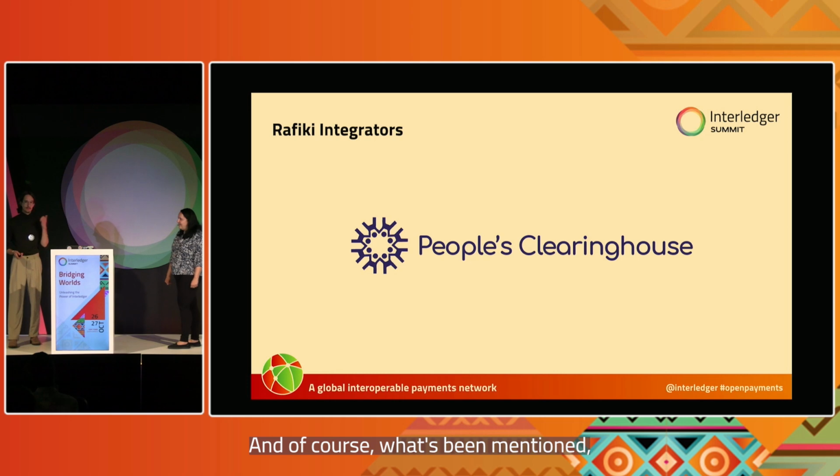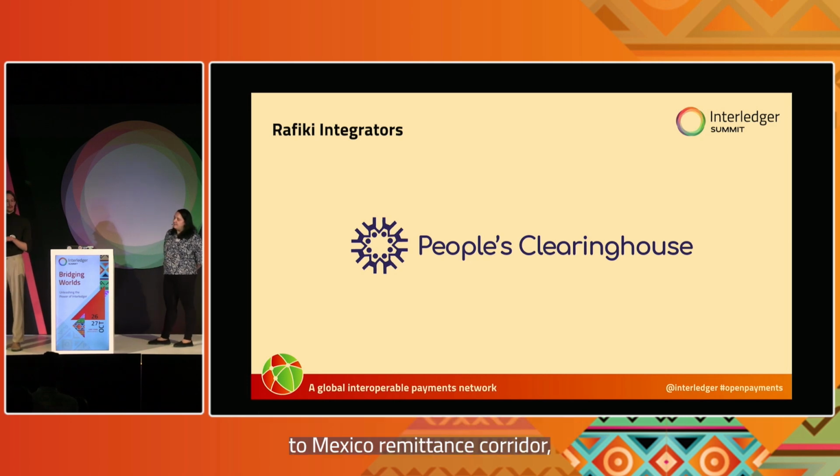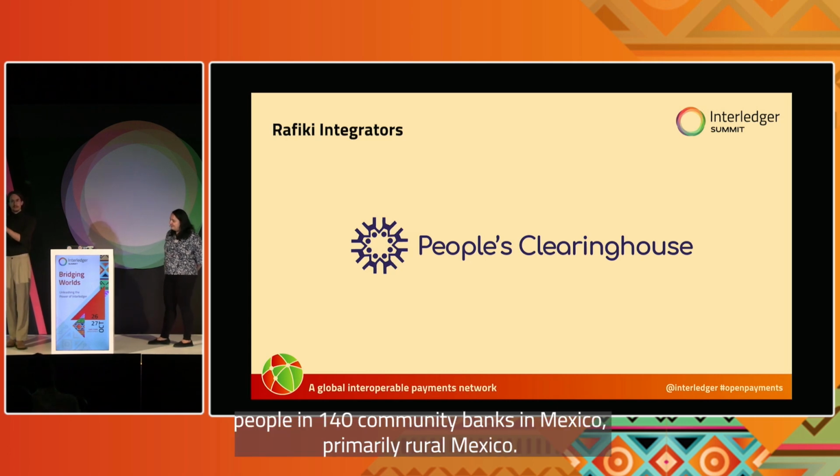And of course, as mentioned in the previous panel, we're working on a cross-border US to Mexico remittance corridor with the People's Clearinghouse. They're trying to allow sending money from the US to people in 140 community banks in Mexico, primarily in rural Mexico.